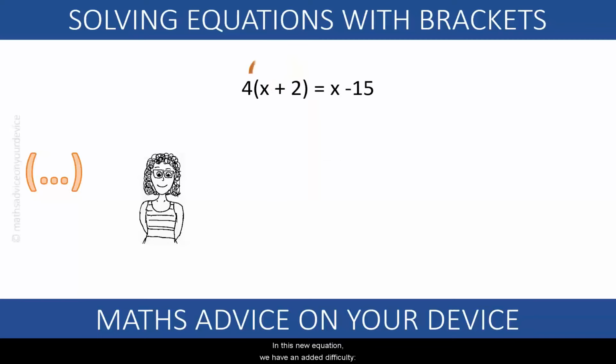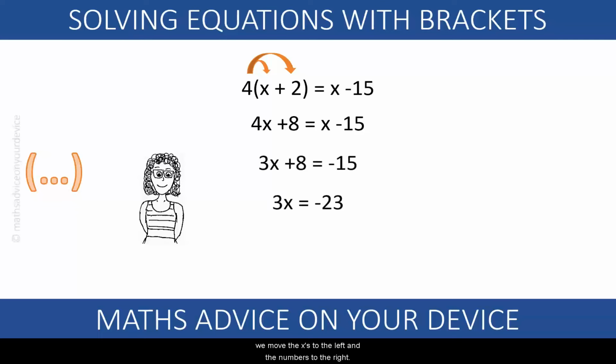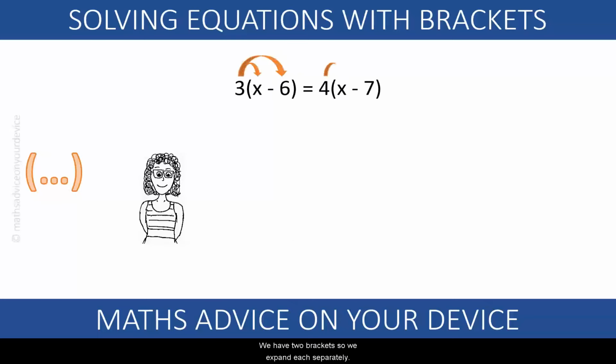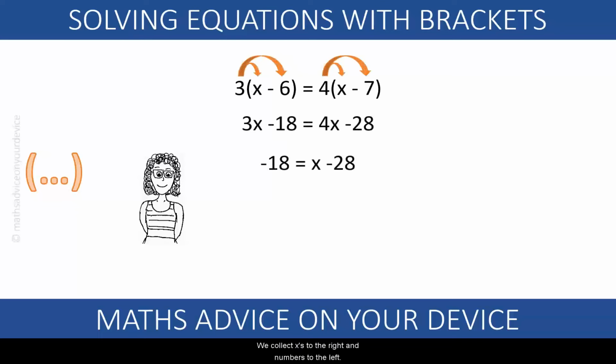In this new equation we have an added difficulty. X is in both sides of our equation, not a problem. After expanding the bracket, we move the x's to the left and the numbers to the right. X equals -7 and 2/3. We have two brackets, so we expand each separately. We collect x's to the right and numbers to the left. 10 equals x, or x equals 10.